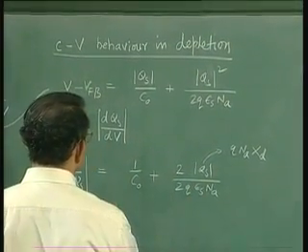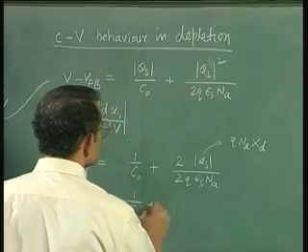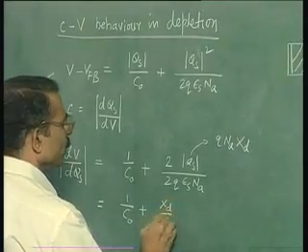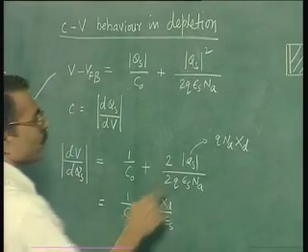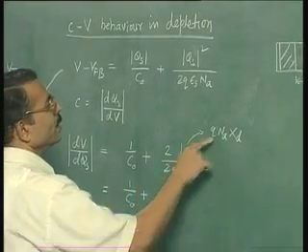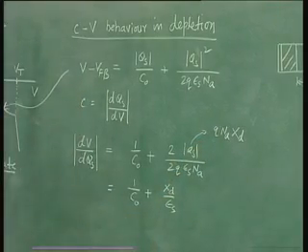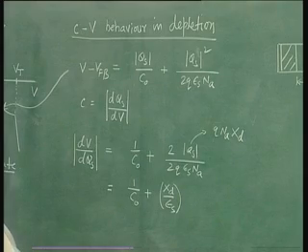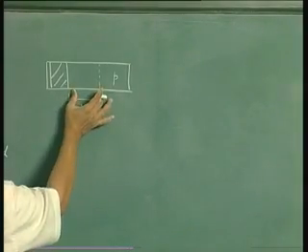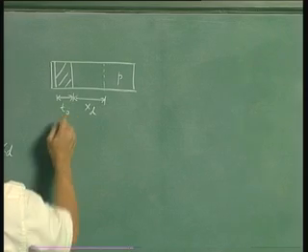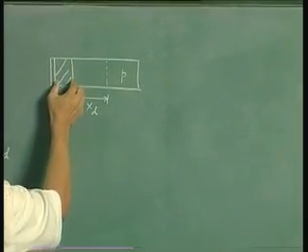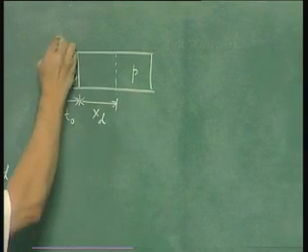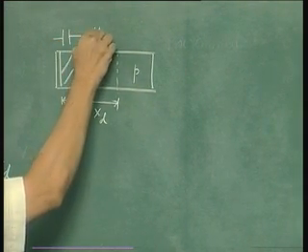This being the case, you can write this as 1 by C naught plus Xd upon epsilon S, because 2Q Na and 2Q Na will cancel, and this is what you will get. Now you can identify this Xd by epsilon S as the capacitance associated with this depletion layer. So this is T naught. You have a capacitance associated with this oxide layer, and you have a capacitance associated with this depletion layer, and both are in series.